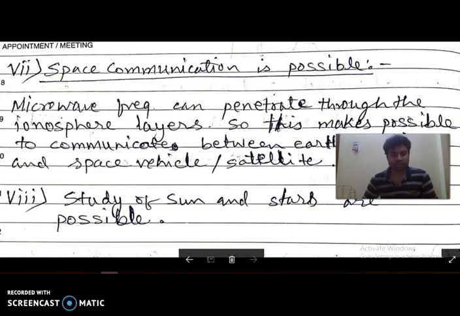Next point, the study of the sun and stars is possible, as in the case of astronomical science.